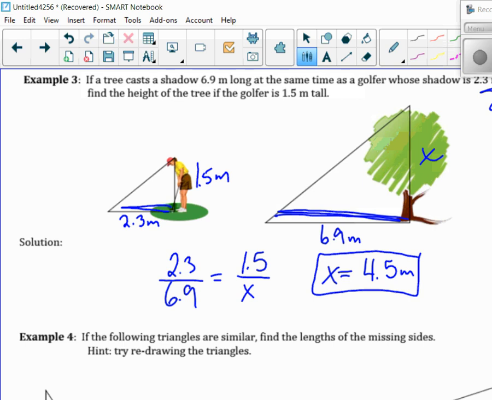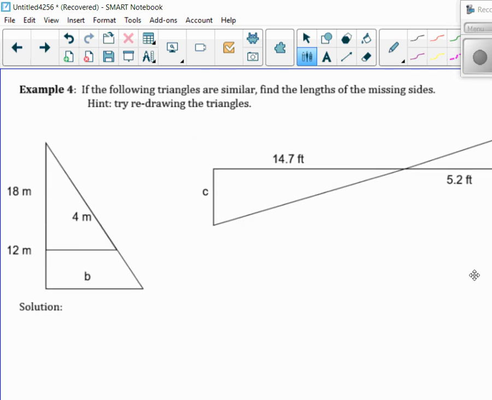Any questions there? We're good? Okay, next one. If the following triangles are similar, find the lengths of the missing sides. Hint, redraw the triangles. So this was a setup we did in grade 9. A lot of people got tricked by it. Why? Because they don't realize that the big triangle is actually a length of what there? It's 30. 12 is just from here to here. 18 is just from here to here. Do you see? So that's why it says hint, redraw.